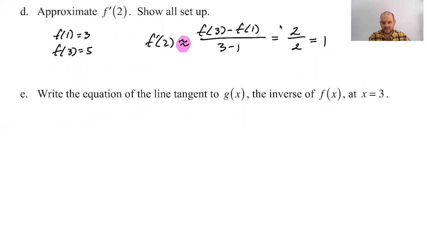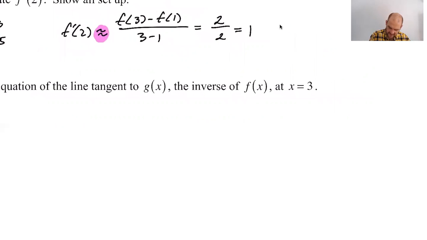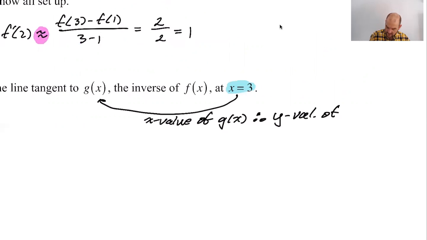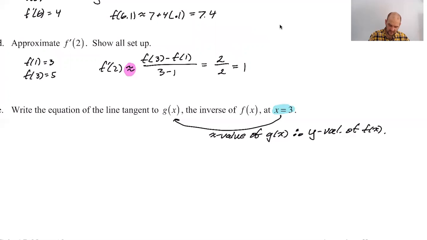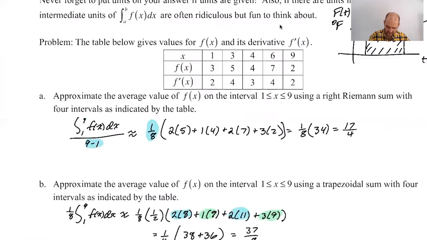Tangent to the inverse happens a lot. Okay, so x equals 3 that we're given is an x value of g of x. Therefore, it's a y value of f of x. That's important because what we want to do is go up to the table and look for a y value of f of x that's 3, and find that ordered pair.